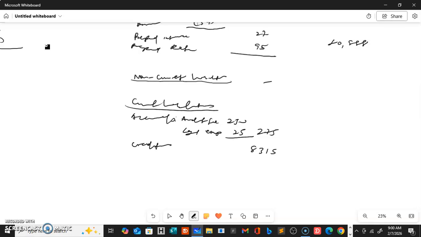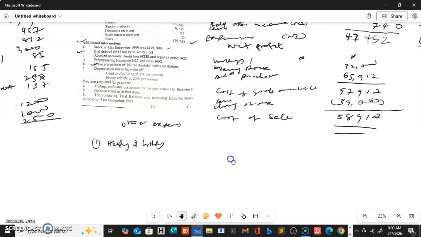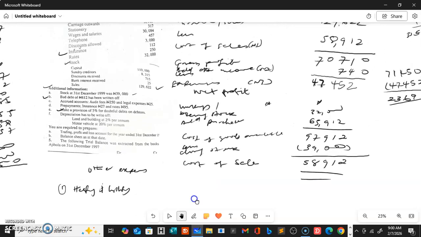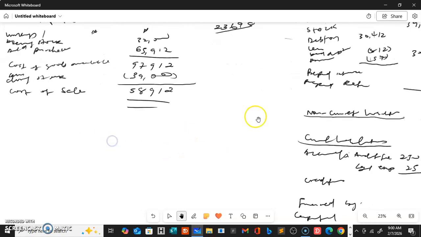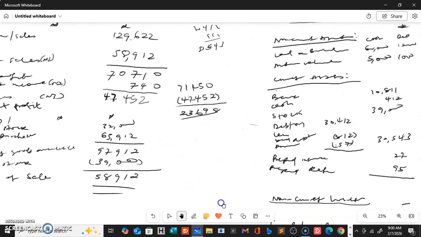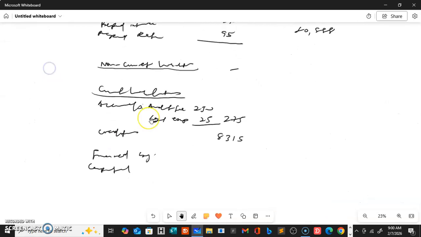So let's check financed by. Financed by. So we have capital. What's the value of capital from the question? The capital is 110,000. So our profit, let's check our profit here. The capital 110,000.